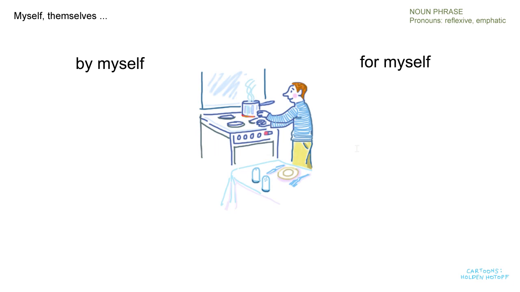Here's Craig doing some cooking. He's standing at the stove, he's alone, and he's going to have lunch alone. So here are two phrases we can use. First, Craig is making lunch by himself. When we say by himself, we're saying that he's doing it alone, with nobody to help him. There's also a second phrase we can use. Craig is making lunch for himself. When we say for himself, we mean that Craig has cooked the lunch and Craig will eat the lunch, nobody else.